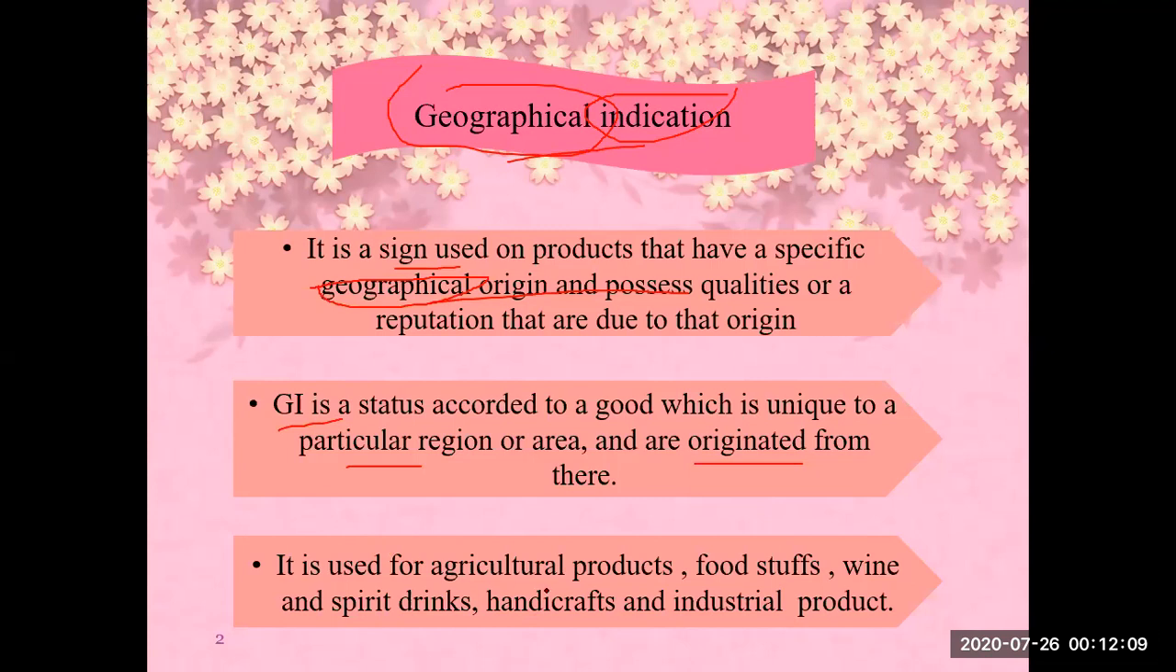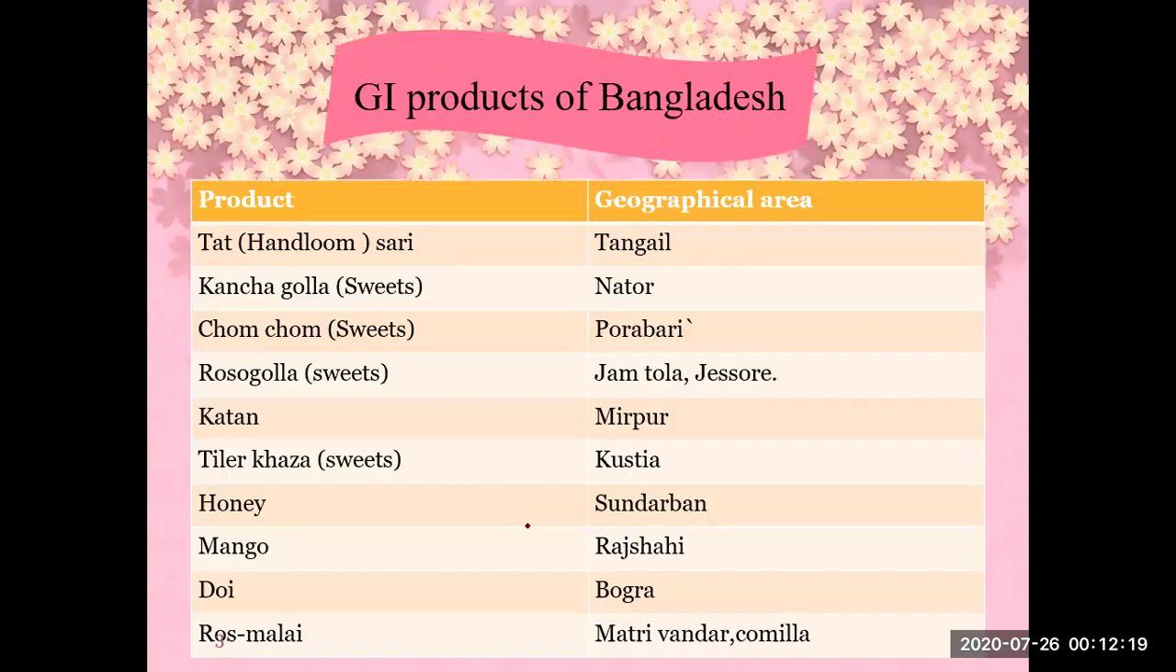And it is mostly used for agricultural products, foodstuffs like wines, spirit drinks, handicrafts, or industrial products. For example, Tat Handloom Sari of Tangail, Kachagolla of Natore, Chom Chom from Porabari, Rasgulla from Joshore, or mango from Rajshahi. All of these things that indicate the geographical area of a product are called GI. And here are some examples of that.